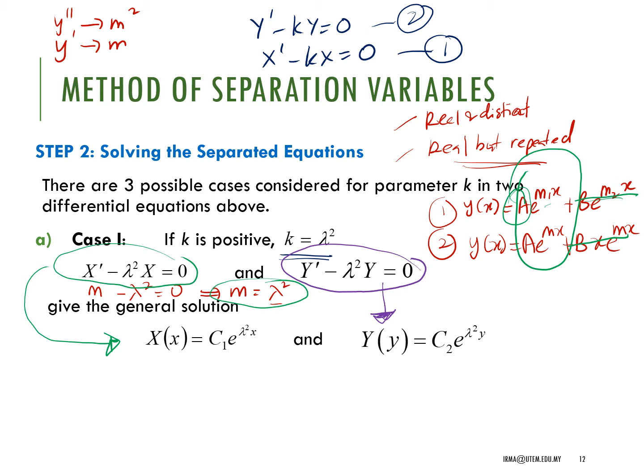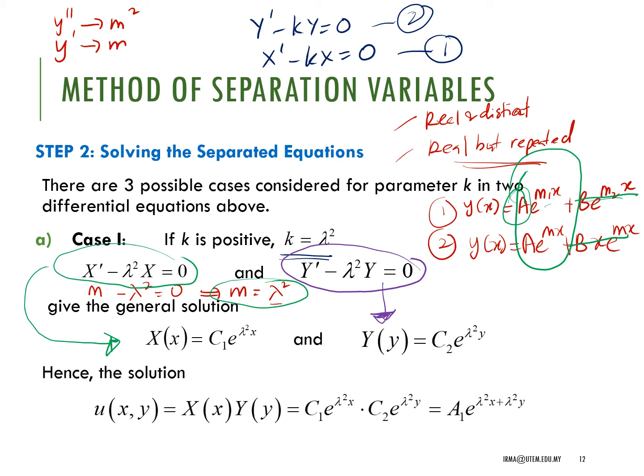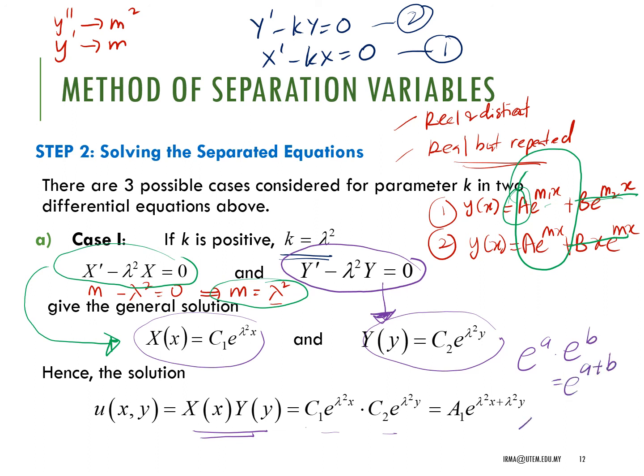Alright, so this is x and y. Next is to find the general solution, where you need to combine x and y. So you need to multiply this. You have the x equation and the y equation, so you multiply them. Since c1 and c2 are constants, constant times constant gives another constant, so I can put it as a1. And you can use the property of exponentials: e to the a times e to the b is equal to e to the a plus b. That is why you will get this as your answer.